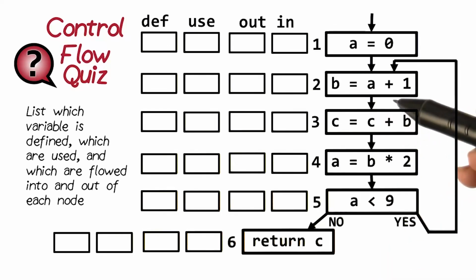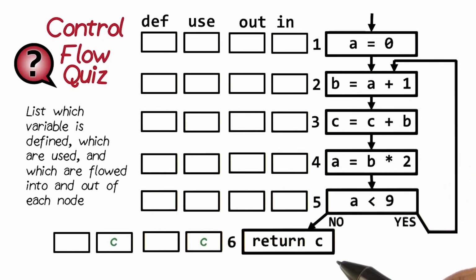So let's now take a look at the answers. So let's start with the last statement here, because as we know, the liveness analysis is a backward analysis. So it will be easier to follow the answer starting with the last statement of the program and working our way back to the first statement of the program.